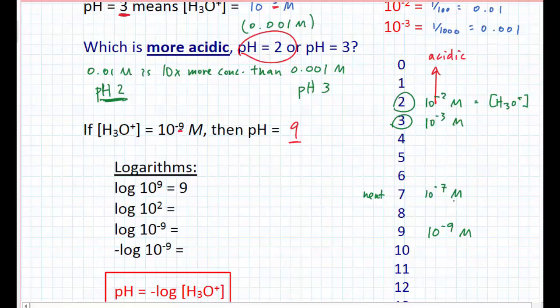So if this is 10 times more acidic, what if we went from 4 to 2? How many times more acidic is that? 20? Can't fool you guys.